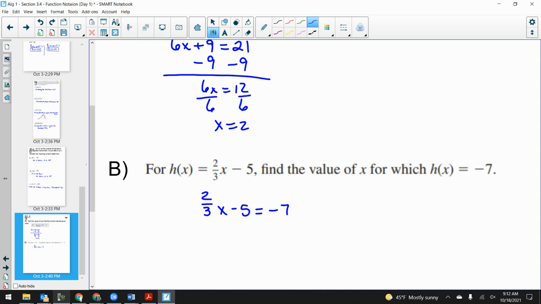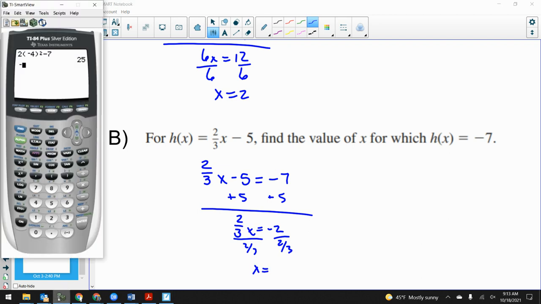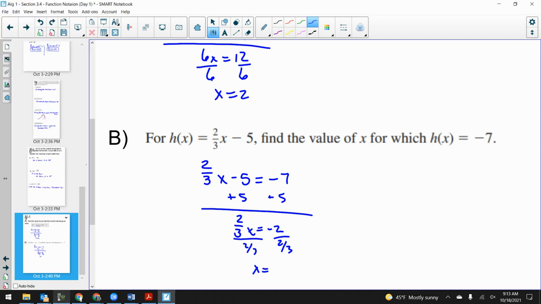So all I'm really doing is just solving that equation. 2/3 x minus 5 is equal to negative 7. Figure out when that's going to happen. Well, we add the 5 to both sides. 2/3 x is equal to negative 2. I divide by 2/3. So x is equal to negative 2 divided by 2/3, which gets me negative 3.